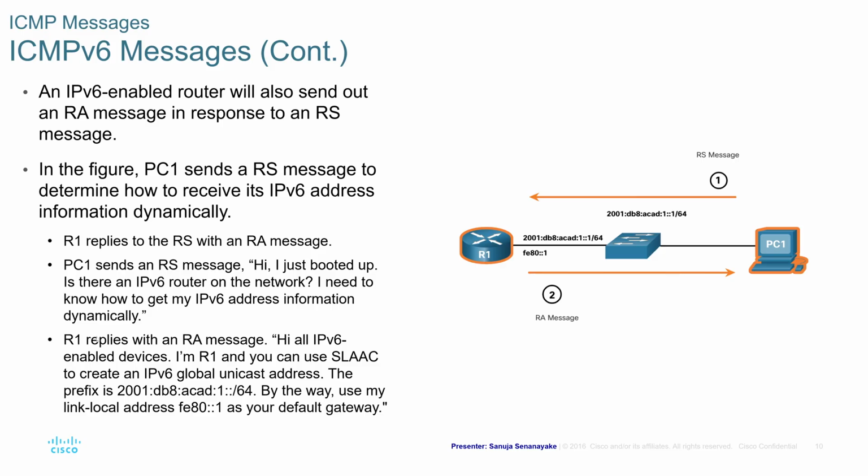Then when R1, router 1, receives that message, the information sent out from R1 is an RA message. So the RS message is saying, hi, I need the IPv6 information, and the RA message, sent out by the router, is going to say, hi all IPv6 enabled devices, I am router 1, and you can use SLAAC to create the IPv6 global unicast address, and it will give out the prefix that can be used. And it will tell you, by the way, use the link local address of such and such for the default gateway. Because remember, the default gateway for R1 is FE80::1, and it's going to send that out as the default gateway information.